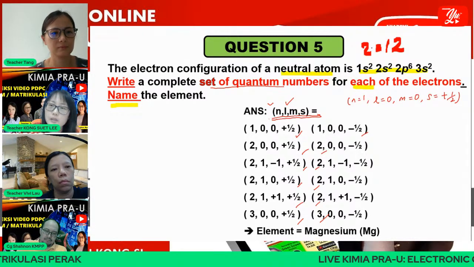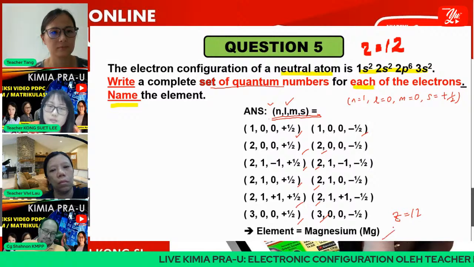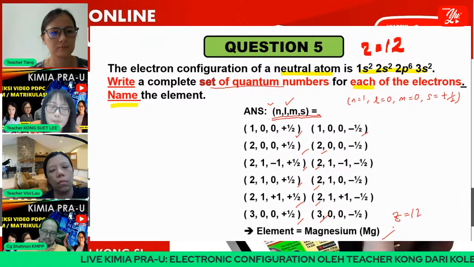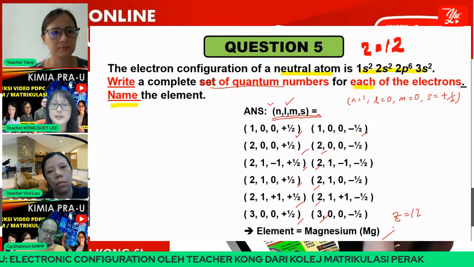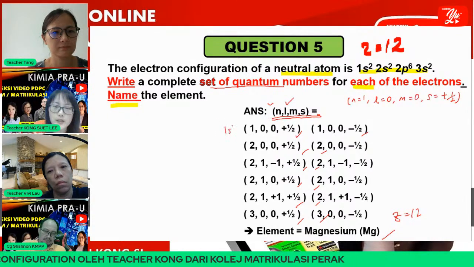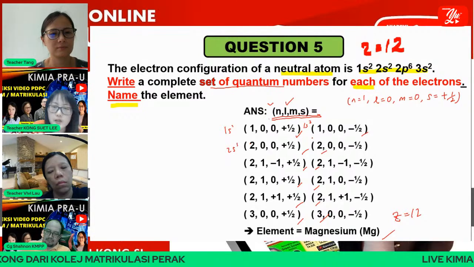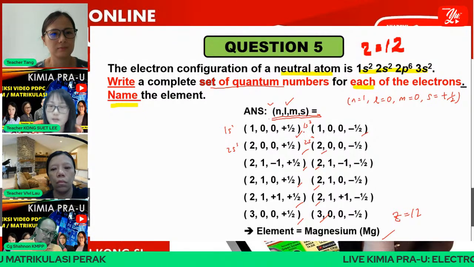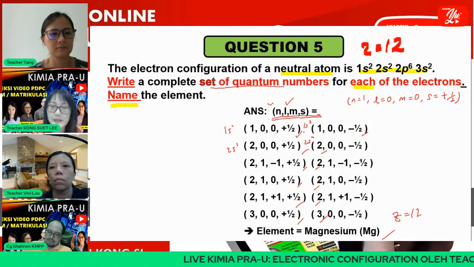So the element with proton number equal to 12 is magnesium. Get the idea? If you want to be specific, some of the students say 1s1 is this one, 1s2 is this one, 2s1 with this one, 2s2 with this one. Yes, you can do it like this. You state it clearly, so it is also acceptable.